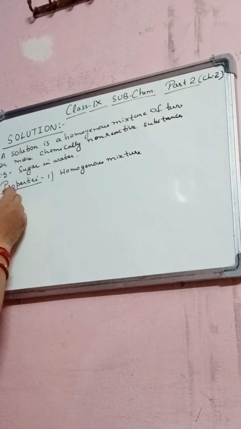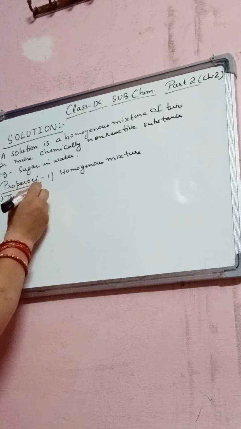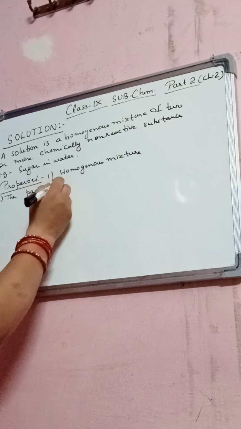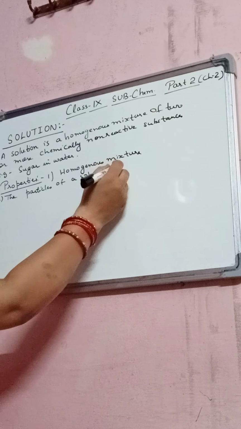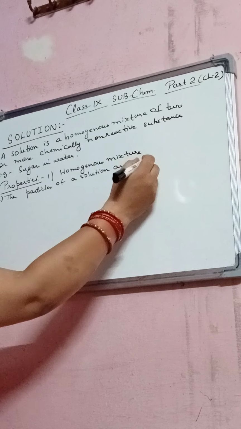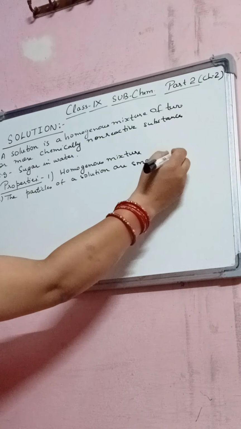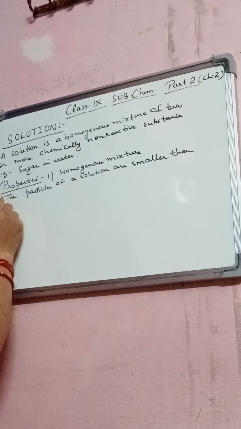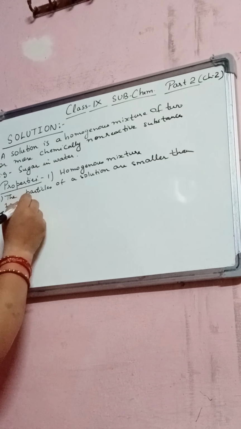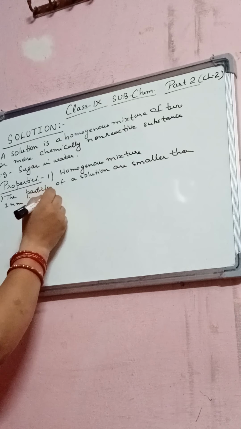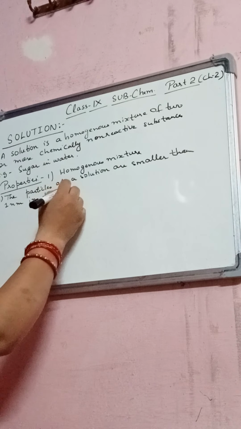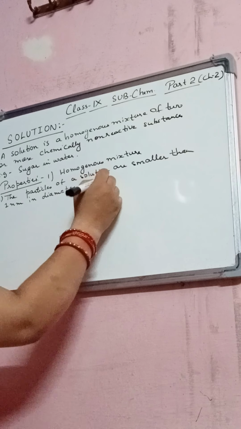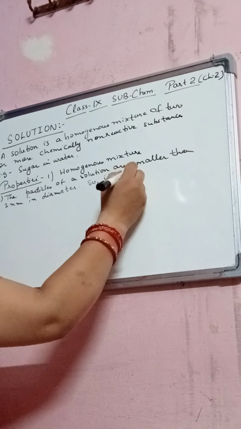Number 2. The particles of a solution are smaller than 1 nanometer in diameter. So they cannot be seen by our naked eyes.